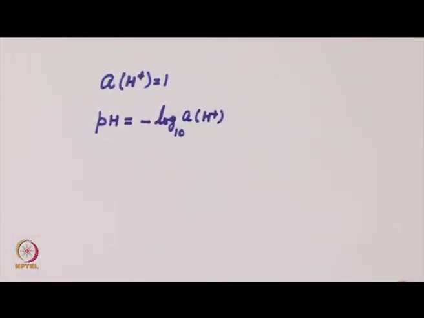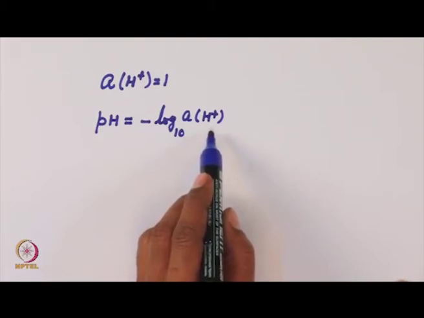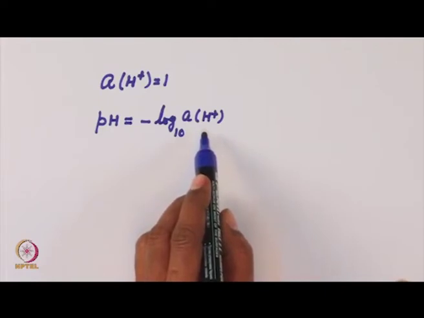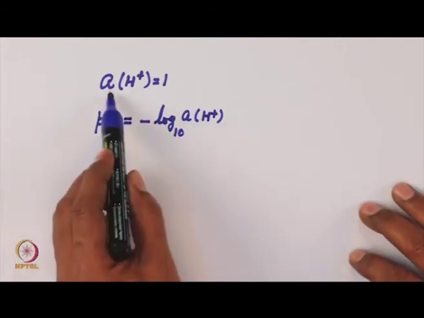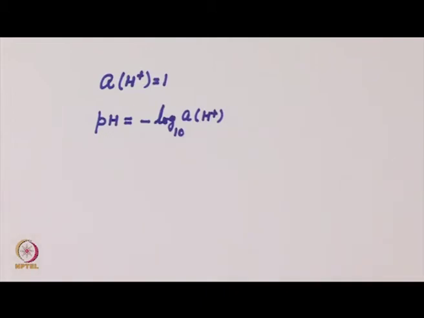Most of the times we simply write this as concentration. Please remember that it should be activity, not the concentration. You can only replace activity by concentration if the solution is very, very dilute. Now, if we put activity of hydrogen ion here as 1, that means pH will become 0, and that does not make sense. So, therefore, biological standard state is defined in a different manner. Let us go to the slide.